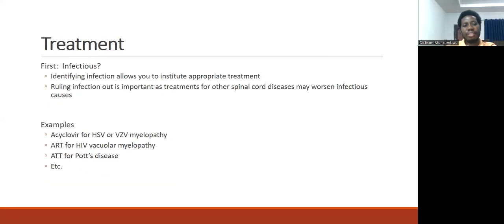So treatment depends, as you would guess, on the etiology. For infectious causes, it's important that you identify them and institute appropriate treatment for whatever infection it is. And ruling them out is also very important because treatments for other spinal cord diseases may worsen infectious causes. Examples of treatment for specific infectious causes include acyclovir for HSV and VZV myelopathy, antiretroviral therapy for HIV, and tuberculosis treatment for Pott's.